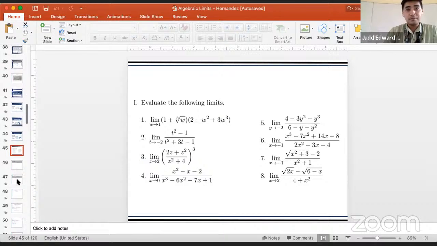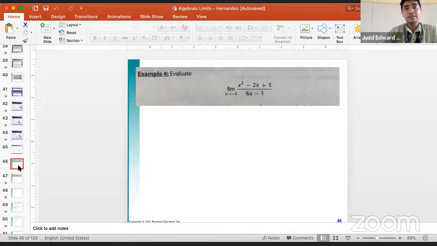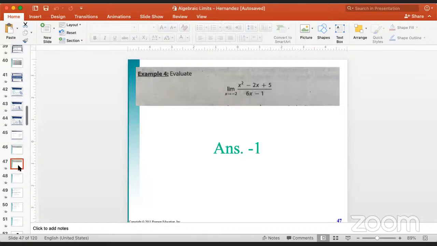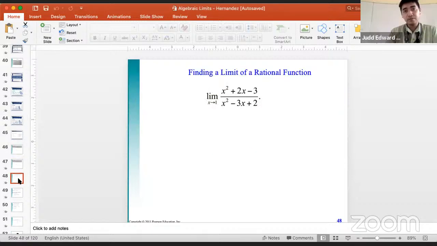I will not anymore be evaluating this one. Okay, let's continue for this one. So, nasolve na ba natin to kanina? Nasolve na natin siya, no? Yes po. Okay, the answer is negative 1 for this one. Okay, how about for this one? Let's try. Try natin, ha?